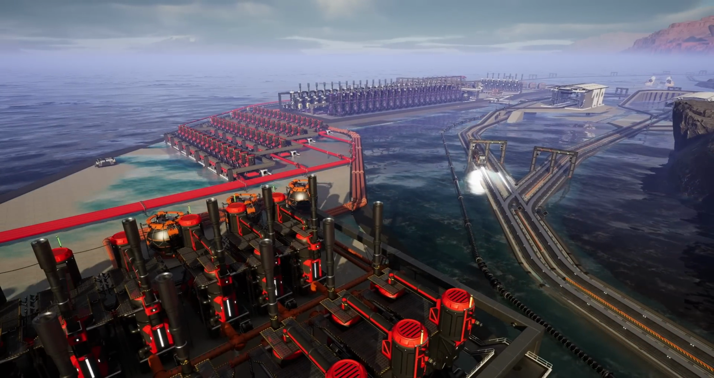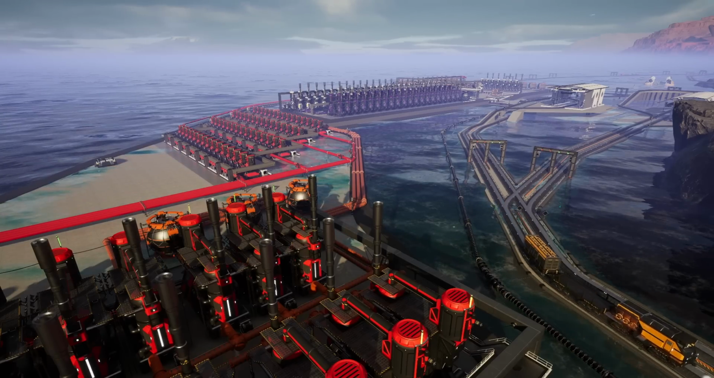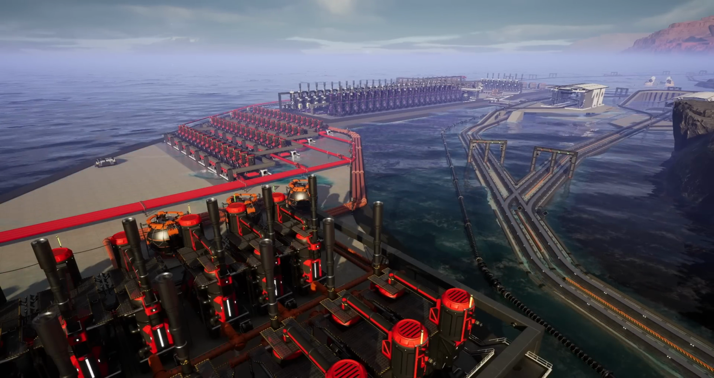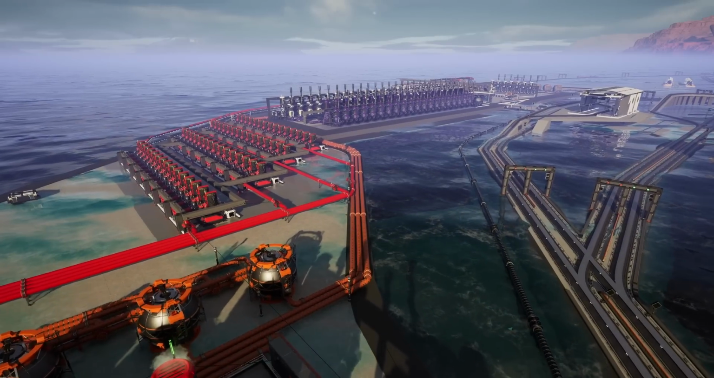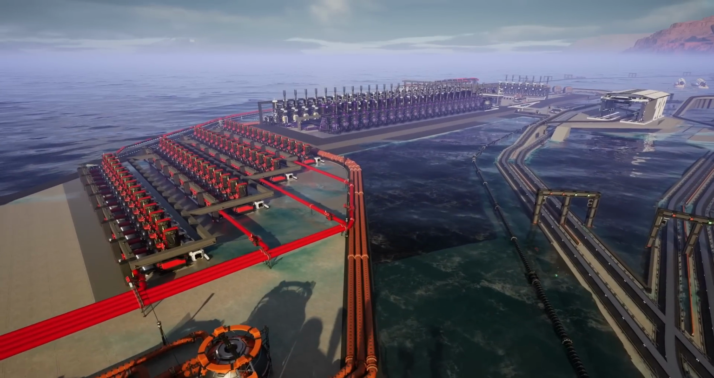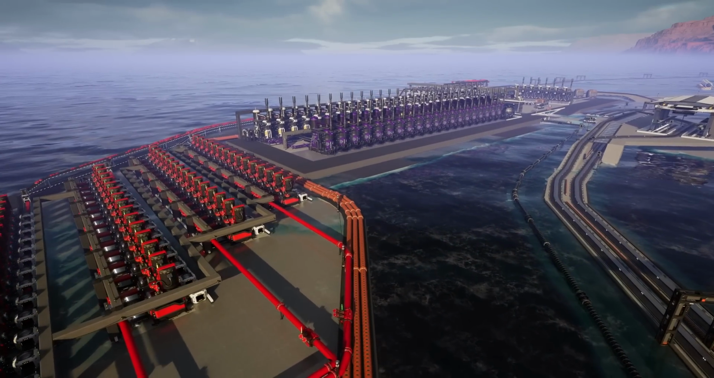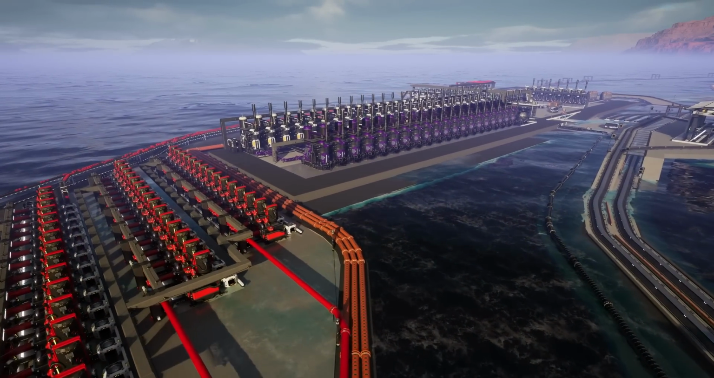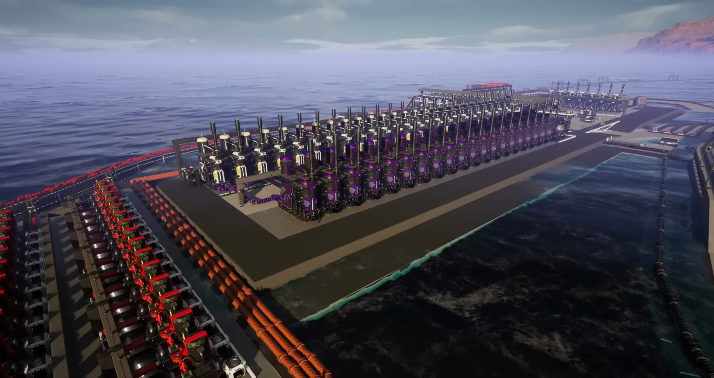Anyway, the first time that it's really going to become an issue, I should imagine, is going to be when you reach oil, which you can see here. But before you go to these big setups and you try and set up huge fuel producing plants, we need to understand the basics of how liquids and oil work in Satisfactory, because it brings with it byproducts.